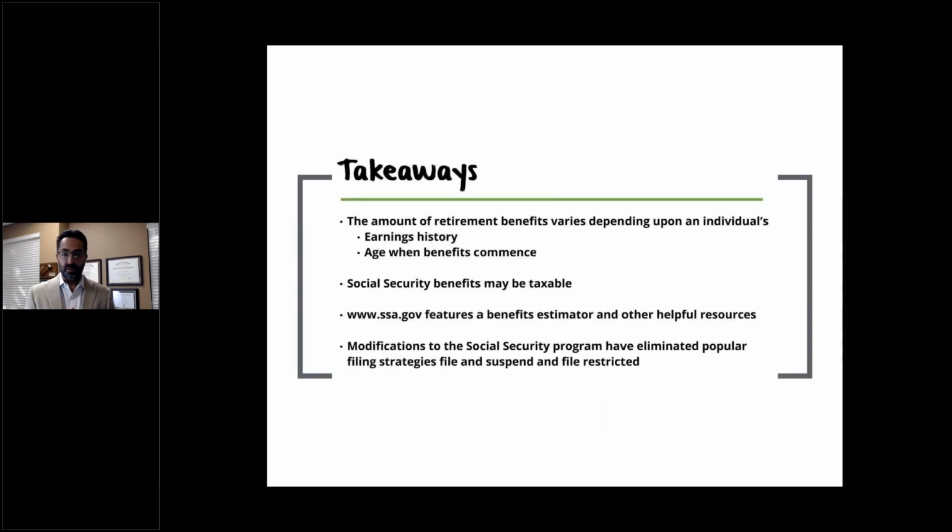So as we close our discussion around Social Security, we're at the tail end here. I'll take a few questions. I'll look at the question box. There are a few concepts I'd like you to keep in mind. So the amount of benefits you receive will depend on two variables: your earnings history and the age you start receiving benefits. Social Security benefits may be taxable depending upon your different sources of income in retirement.